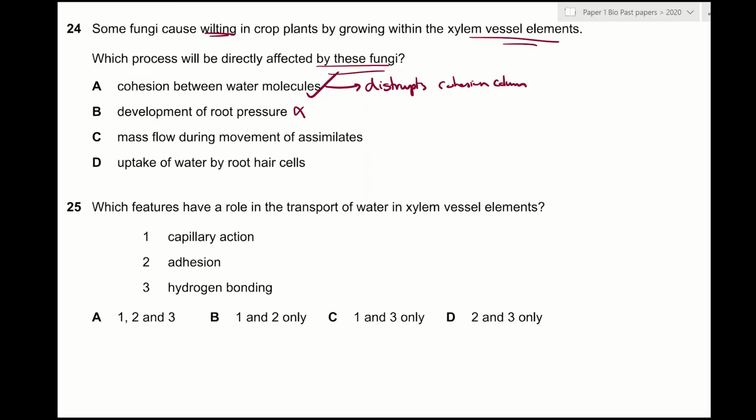C, mass flow during movement of assimilates. Here we're talking about assimilates, therefore it's about phloem sieve tube elements, not about the xylem, so this is incorrect. The uptake of water by root hair cells, we said that it will be affected but indirectly, because uptake of water also depends on other factors such as the water potential inside the root hair cells and the solute concentration too. Therefore, the answer is going to be A, because the cohesion pattern is the first thing that gets disrupted.